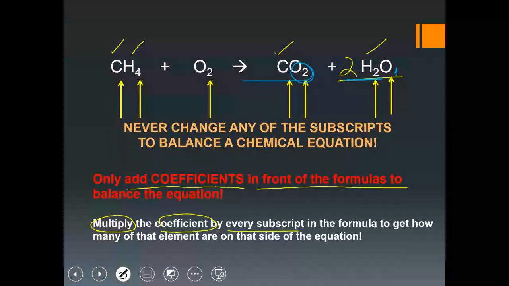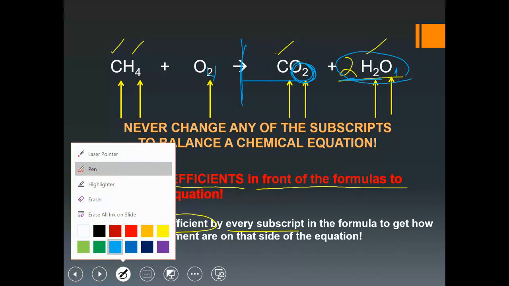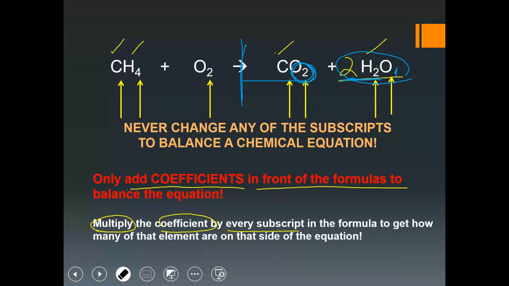It's 1, but then with the coefficient of 2, we have to multiply that. So we have 2 oxygens here, and we have 2 oxygens here. That's a total of 4 oxygens after the arrow. Now over here, I can't change this to a 4. Remember, you cannot change the subscripts.